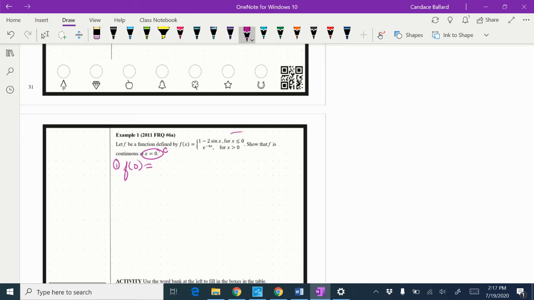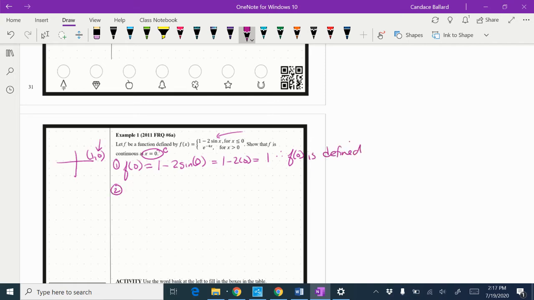So I'm supposed to plug into the top branch there. So 1 minus 2 sine of 0. And we go back to good old unit circle. 0 radians is there. Sine of 0 is 0. So you've got 1 minus 2 times 0, or just 1. So we know that, therefore, f of 0 is defined.